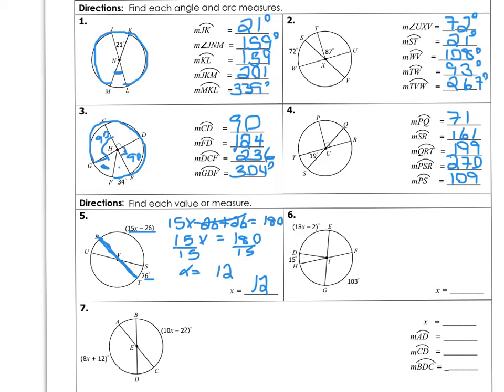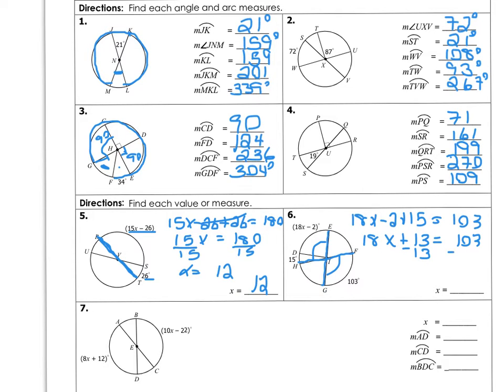Okay, let's do this next one together. Now what we're trying to do is find what 18x is going to be equal to. Let's see, I've got this and this, which means this. Let's do a little bit better. If you look here and here, this is 103. So 18x minus 2 plus 15 equals 103. So 18x plus 13 equals 103.